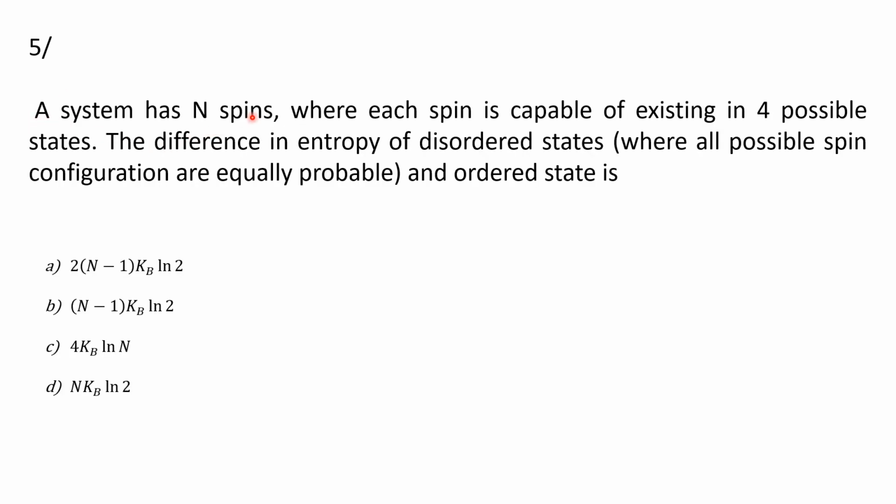A system has n spins where each spin is capable of existing in 4 possible states. The difference in entropy of the disordered state, where all possible spin configurations are equally probable, and the ordered state is... So basically we have to find the difference of the entropy of the disordered state and the ordered state here. And the options are: A, 2 into n minus 1 kB ln 2; B, n minus 1 kB ln 2; option C is 4 kB ln n; and option D is n kB ln 2.